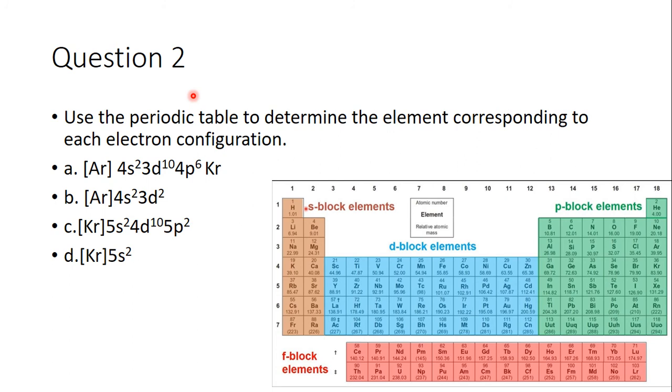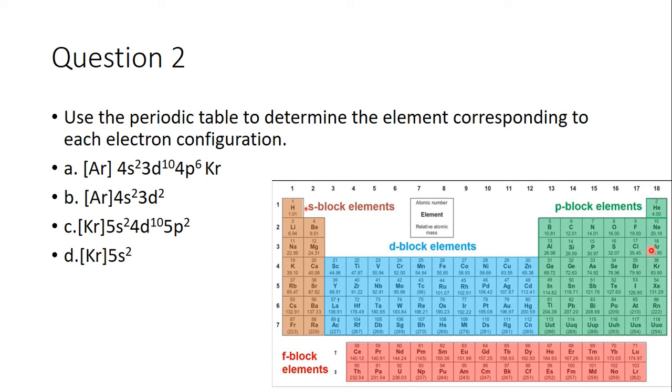Alright, now question 2 is working backwards. Use the electron configuration to find out what element I'm talking about. And the little caveat I threw in here is that when you're doing electron configurations, you can just put in the closest noble gas, or the noble gas that is to the left of you. So what I'm saying here is I have argon in brackets.